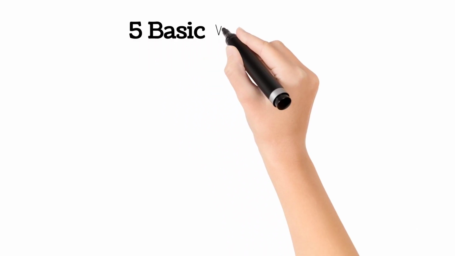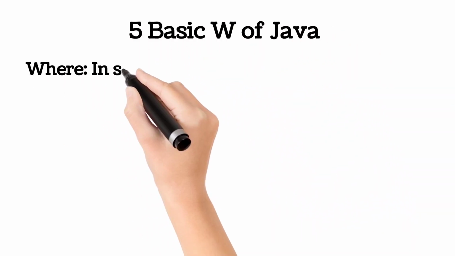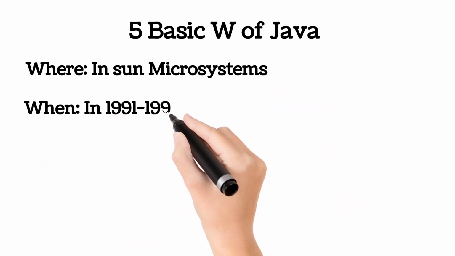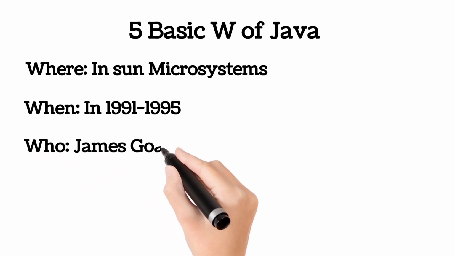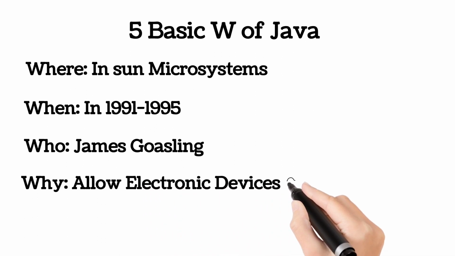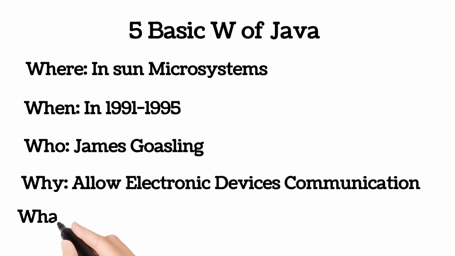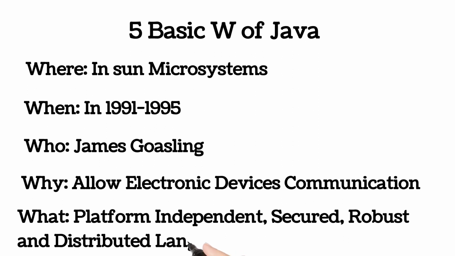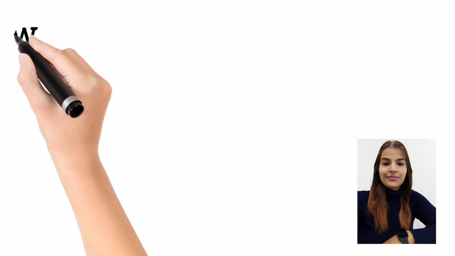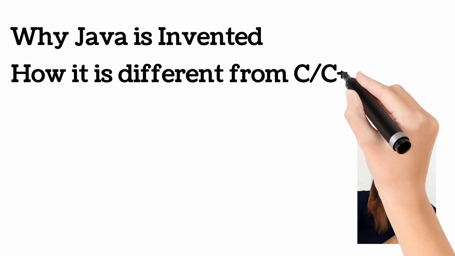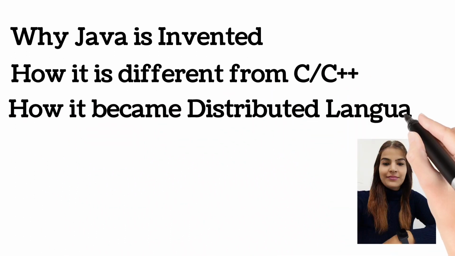So I hope you got the 5 basic W's of Java. Where: in Sun Microsystems. When: in 1991 to 1995. Who: James Gosling, obviously. Why: to allow electronic consumer devices to communicate. What: a platform independent, secured, robust, and distributed language. And in this session, we understood why Java was invented, how it is different from C and C++, and how it became a distributed language.